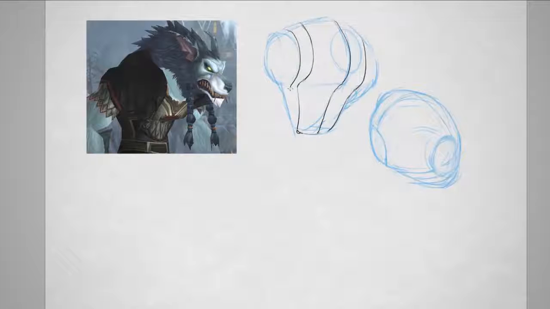Now, this is probably not actually going to work for this werewolf. You notice he's not wearing a striped shirt. But really, this is just a representation of the way I'm thinking about the form. So I'm not actually going to draw the stripes, but I'll think about the stripes.